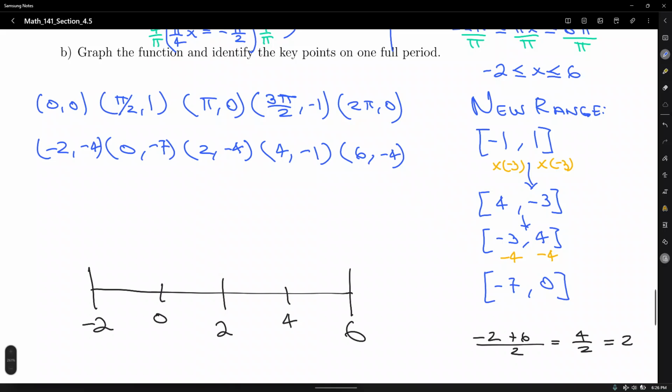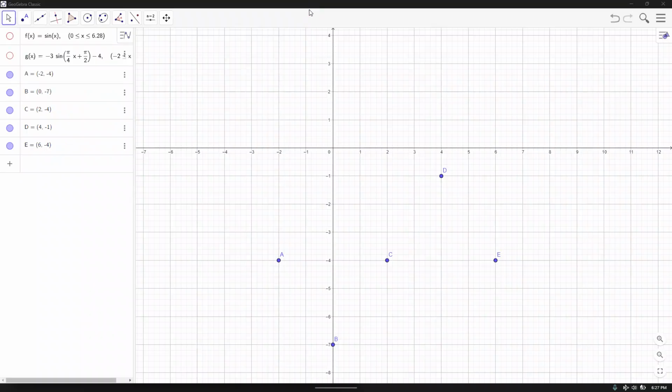So these are our new points that we will plot, the key points for the transformed function. I've just realized I made a silly mistake: negative 1 times negative 3 was not 4, it's actually 3, and that gives negative 1. So that agrees with what we have. Sorry in advance if that caused any confusion. Now let's plot these key points to come up with the graph of the transformed function. Let's go on GeoGebra for that.